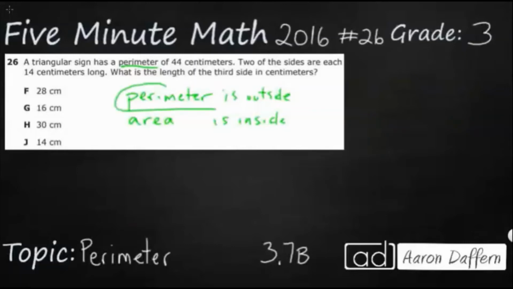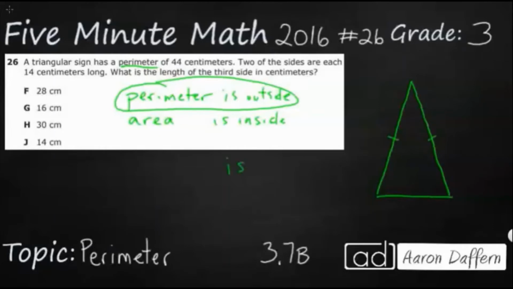So the perimeter is already 44. I already told you what the perimeter is. 2 sides are each 14 centimeters long. What is the length of the 3rd side? I see what we have here. We have a special type of triangle. Let me just draw an approximation of this triangle. When you have 2 sides that are the same, I'm going to put a little hash mark right here. This is a special type of triangle.